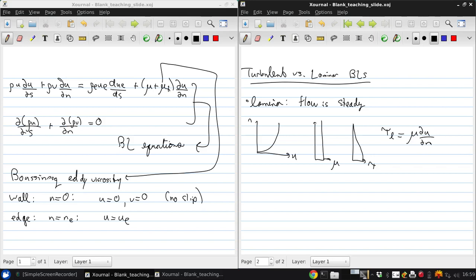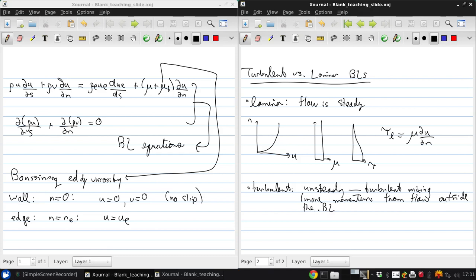For a turbulent boundary layer, it's unsteady at the small scale. So this leads to turbulent mixing. Which means more momentum from the main flow outside the boundary layer is transported inside.